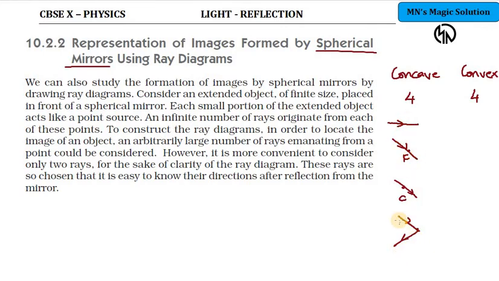The same 4 conditions are applicable for convex as well. Anything that is parallel to the principal axis, anything that is passing through focus, anything that passes through center of curvature, and anything that hits at the pole of a spherical mirror. So, these scenarios are a repeatedly asked 3-mark question in your board. So, you have to draw the ray diagram properly and give the proper explanation with the correct keywords.